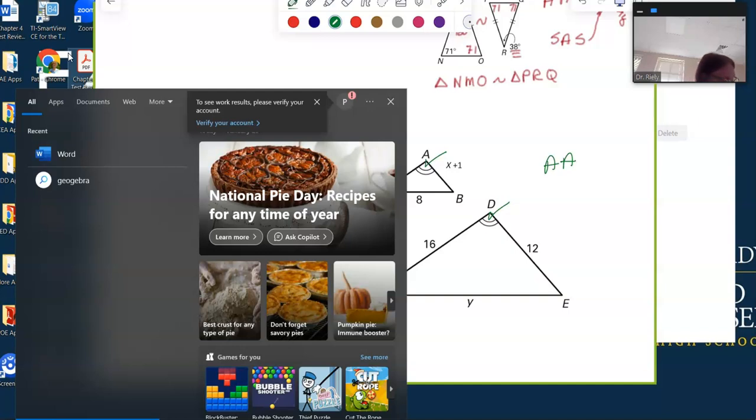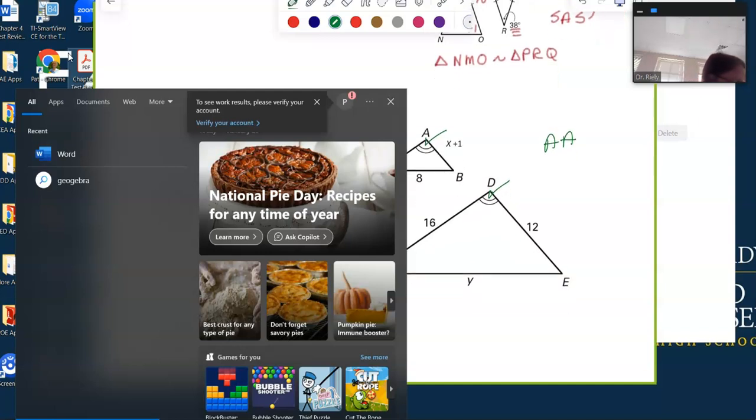Okay, now they want to figure out what your missing values are. I have two sets of them. I have x plus 1, so the x is missing, and I have y. So using your similarity statement or your proportionality, get your scale factor. So what do I see? 6 is AC, and AC goes with FD, so my scale factor will be obtained by taking 6 over 16 and reducing. I can divide them both by 2. 3/8 is my scale factor.